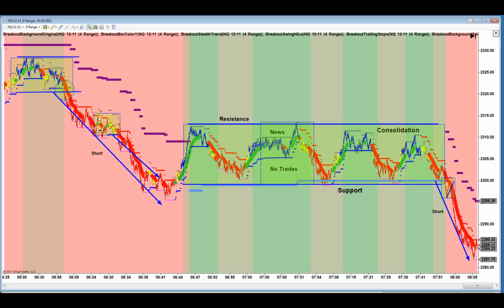And I think it might have stopped out somewhere in here, and then, of course, shortly after the open, you had another nice little blip down here to the short side. Now, you got this bounce.